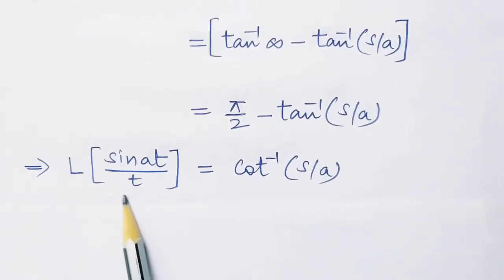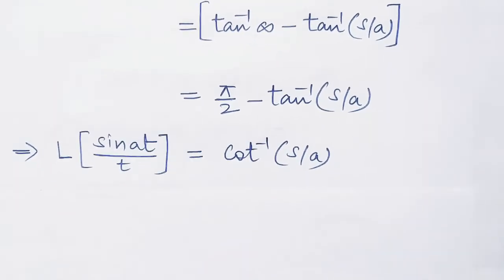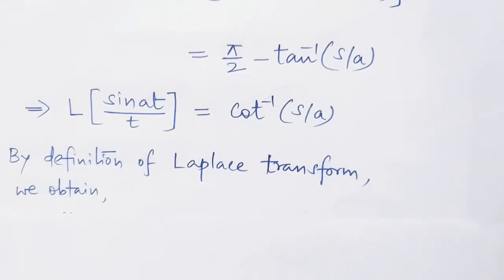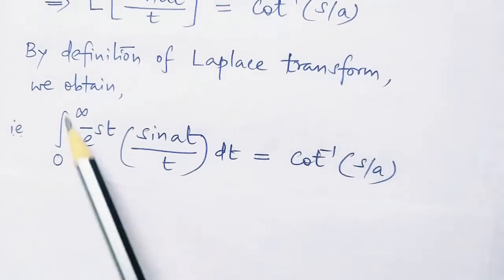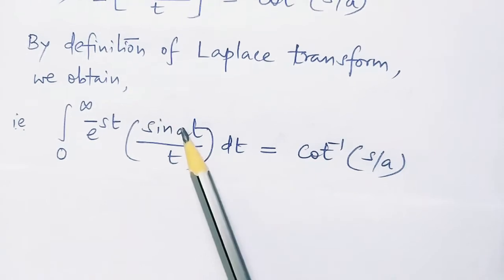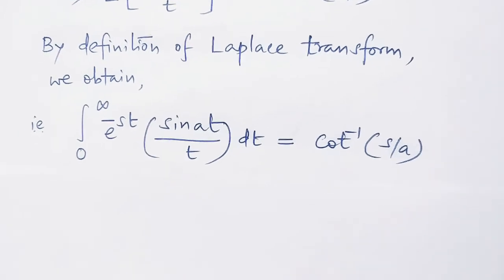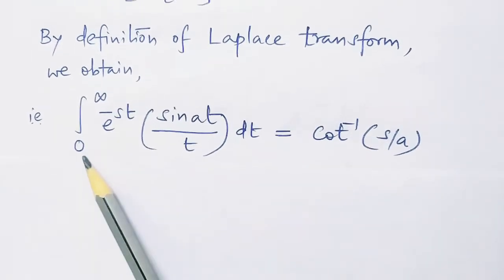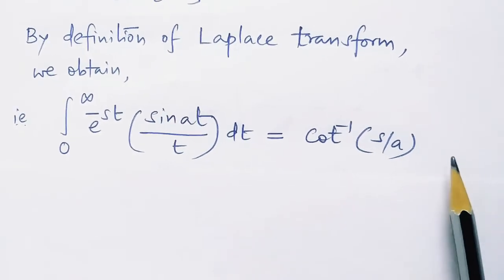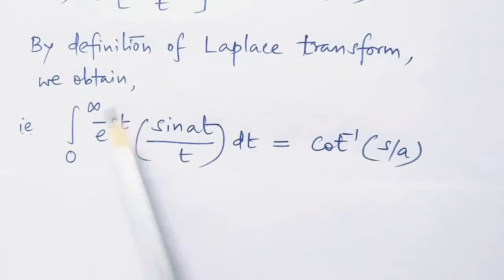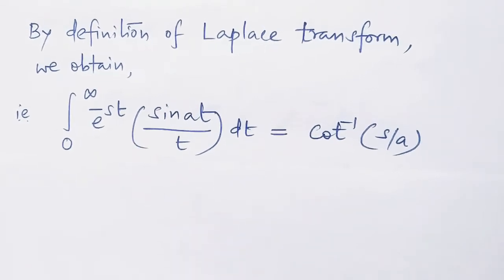Now, because it is Laplace of sine at divided by t, straightaway we can apply the definition of Laplace transform. So by using the definition of Laplace transform, we obtain on the left hand side integration between 0 to infinity e to the power of minus st sine at divided by t dt, that is equal to cot inverse of s by a. And since in the question it was just 0 to infinity sine at divided by t dt, on the right hand side we have the value pi by 2, but e to the power of minus st was not there in the question. So that means we don't need the e to the power of minus st term in the final answer.